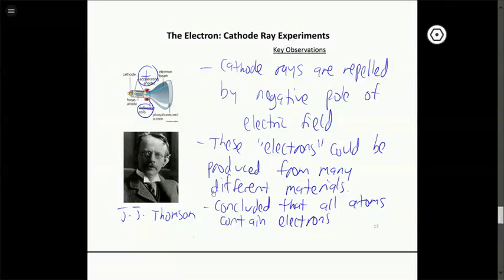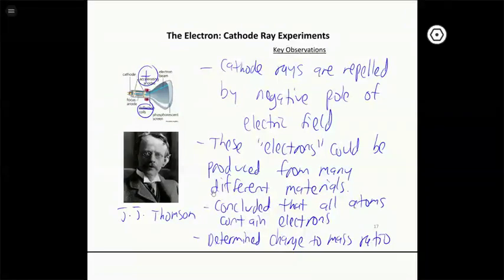And finally, what this experiment also determined was the charge to mass ratio of the electron. It could not determine the absolute charge or the absolute mass, but it did show what the ratio of those two was in the electron. Okay, so he found that there was this negatively charged subatomic particle that's part of the atom, and it was produced by a bunch of different materials, and it's definitely negatively charged. That was sort of credited as the discovery of the electron.